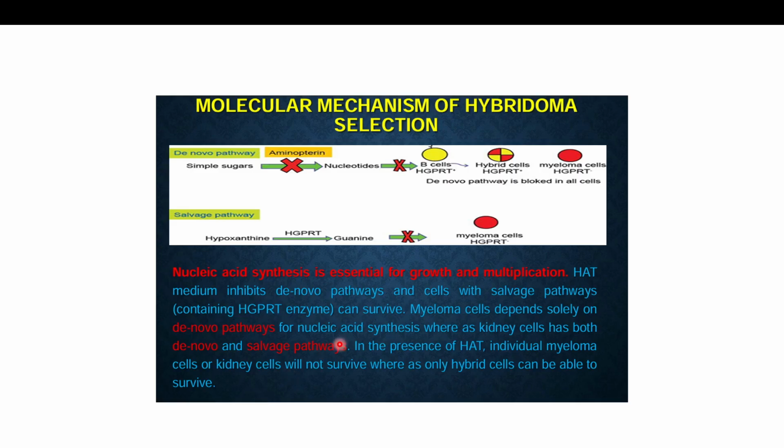So we were talking about HGPRT, why myeloma cells cannot grow on HAT medium. Okay. So nucleic acid synthesis is essential for growth and multiplication. HAT medium inhibits the de novo pathways, and cells with salvage pathways containing HGPRT enzyme can survive. Okay. But myeloma cells depend solely on the de novo pathways for nucleic acid synthesis, whereas B cells have both de novo and salvage pathways. So in the presence of this particular medium, individual myeloma cells or B cells will not survive, whereas only the hybrid cells are able to survive.